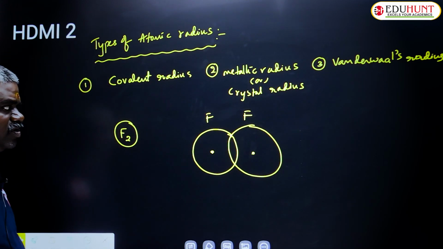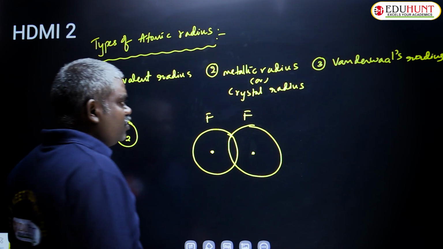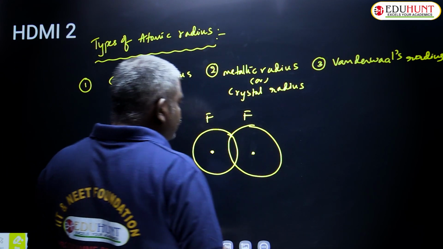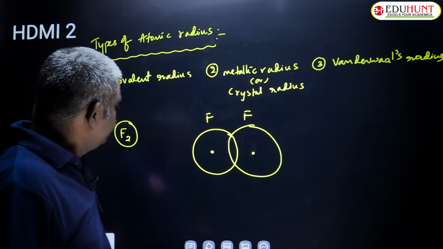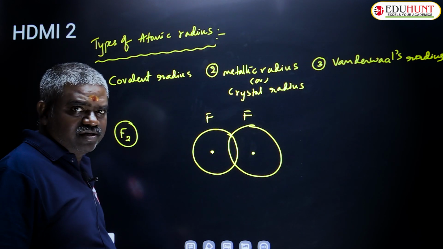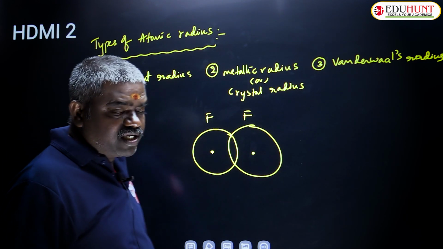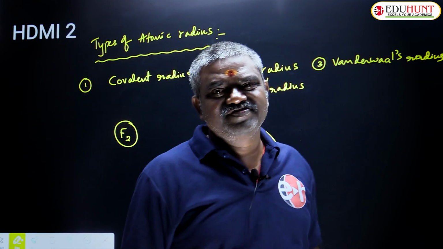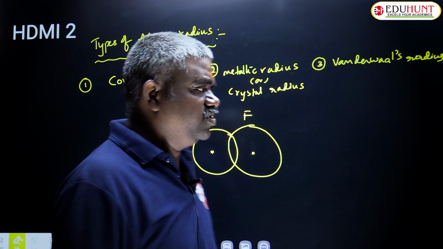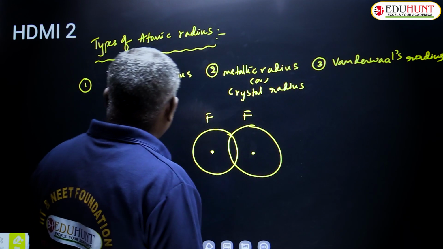Both are gases, then overlapping takes place. So, it is the bond between two fluorine atoms. Two fluorine atoms are non-metals. Understood? Non-metals form a covalent bond. See, what is covalent radius?